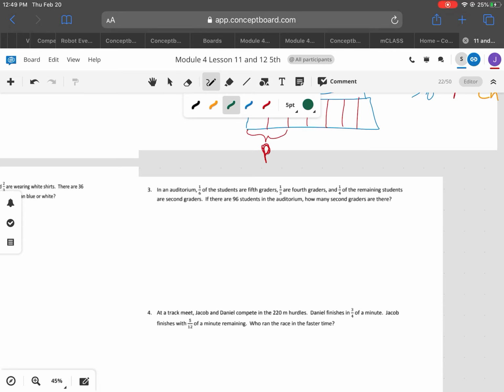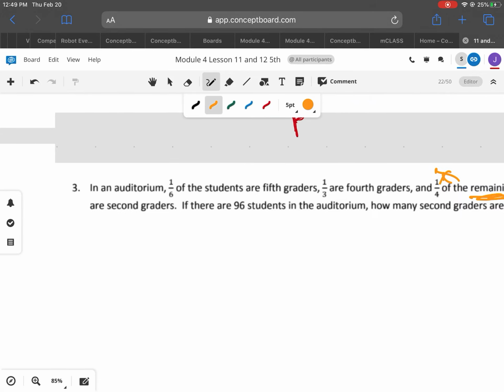Okay, in the auditorium, 1/6 of the students are 5th graders, 1/3 are 4th graders, and 1/4 of the remaining students are second graders. Now be careful here. We have 1/4 of the remaining students. This is going to be looking similar to our pink and purple roses and red roses one.